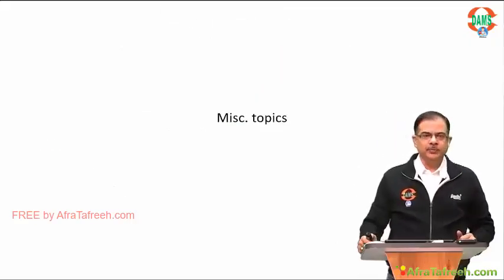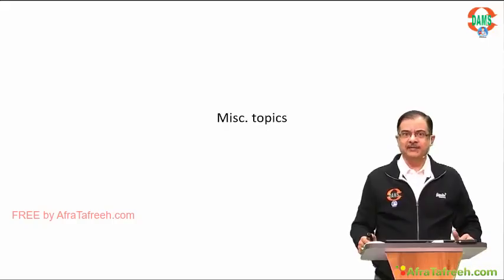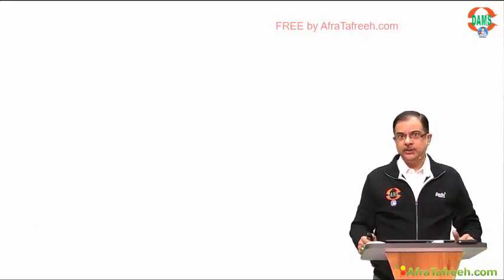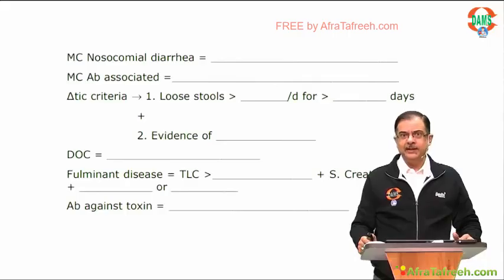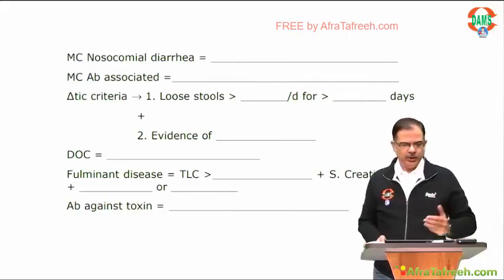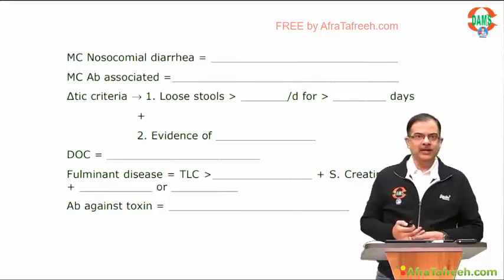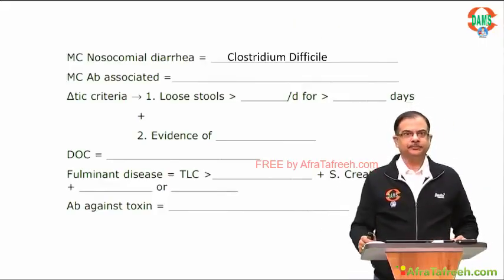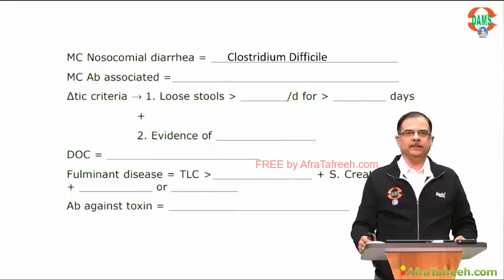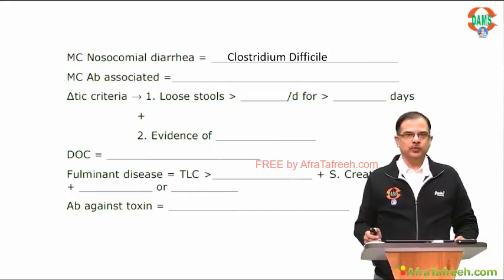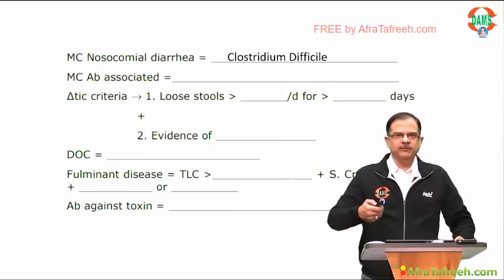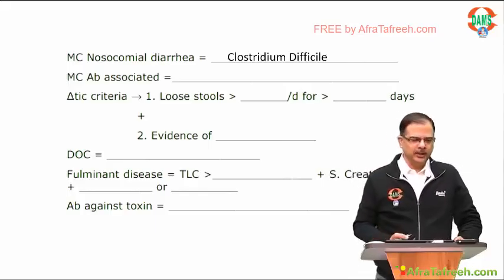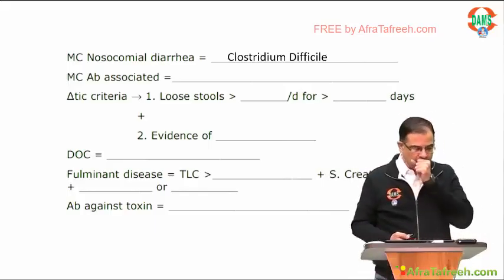Now there are two important miscellaneous topics. Identify these topics. Why are these topics asked? Because they are more common in the community. So if the question is most common nosocomial diarrhea, the most common nosocomial diarrhea is Clostridium difficile. Therefore they ask questions from the most common topics.